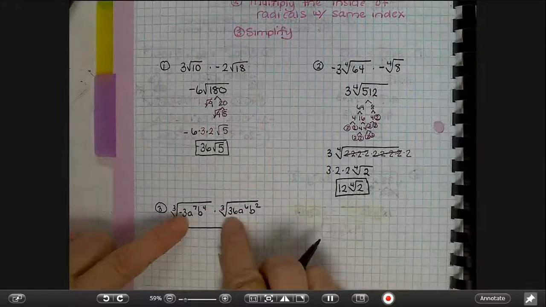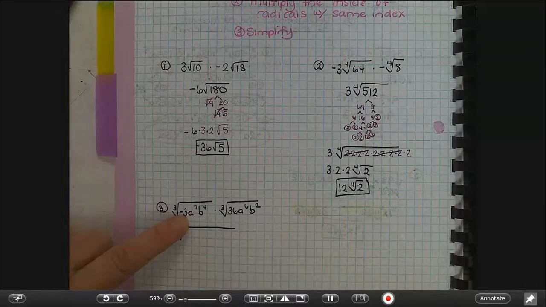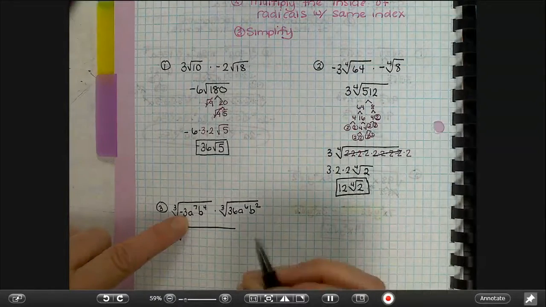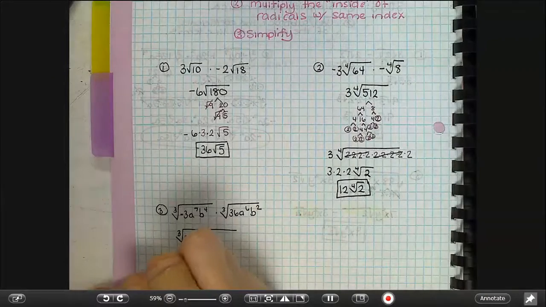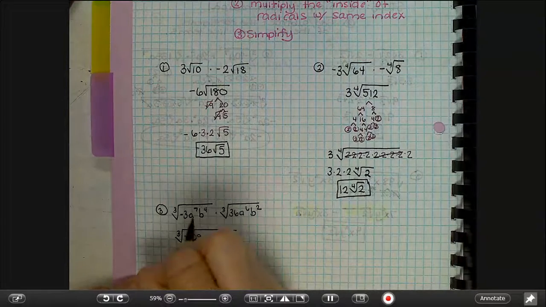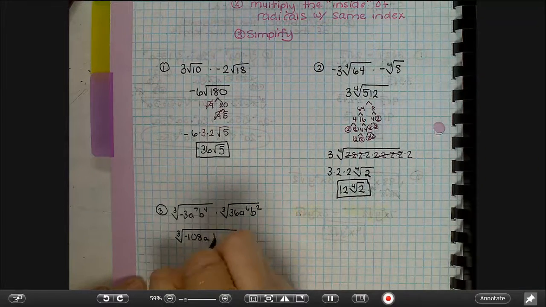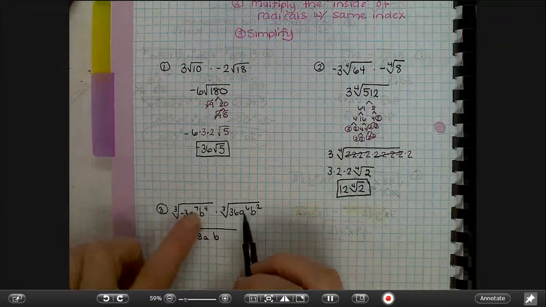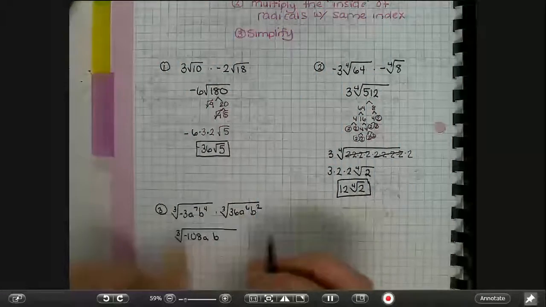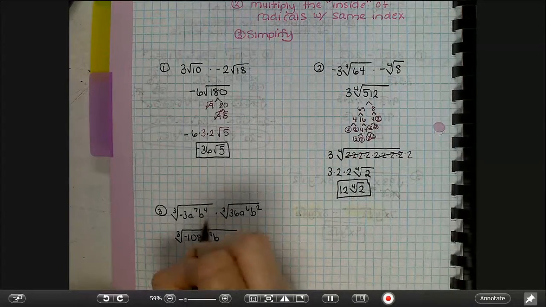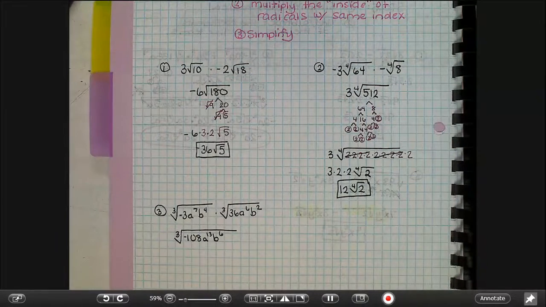the stuff inside. So we have negative 3 times 36, which is negative 108. We have a and b, and when we're multiplying, we add exponents. So 7 plus 6 is 13, and 4 plus 2 is 6. At this point, we simplify. So go ahead and simplify, and then pause the video and simplify, and then come back.